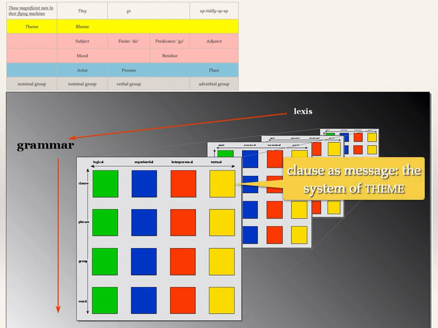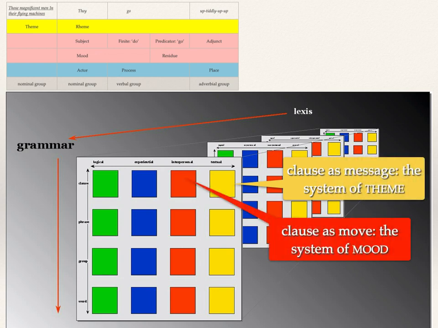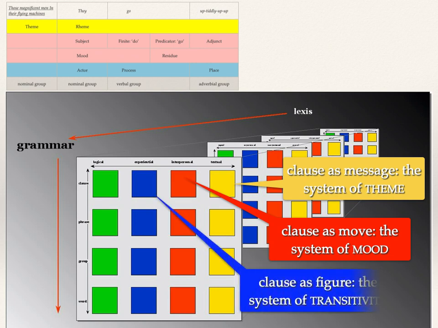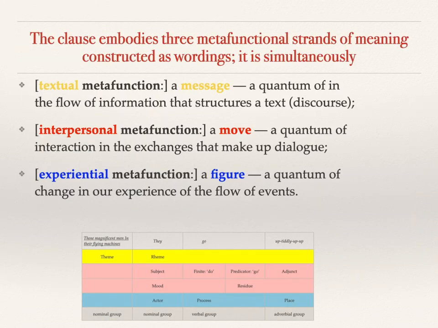So we'll be talking, as I said before, about the clause as message, system of theme, clause as move, the system of mood, and clause as figure, the system of transitivity. In other words, the clause combines three metafunctional strands of meaning constructed as wordings. And these are simultaneous. So simultaneously, the clause serves the textual metafunction, a message, a quantum of information in the flow of information that structures a text or discourse in its context.